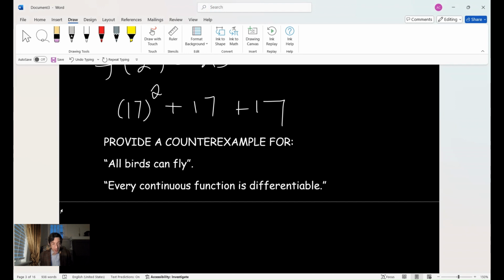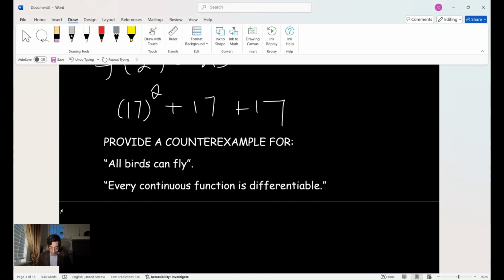All right, so if you thought about it, in the first case, any flightless bird can serve as a counterexample. You could use an ostrich. For the second statement, you should know by now, the absolute value function. It is continuous for all real numbers, but it is not differentiable at the origin. So that's something to keep in mind.